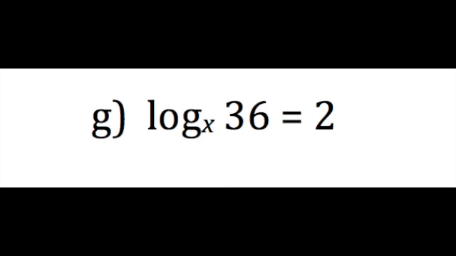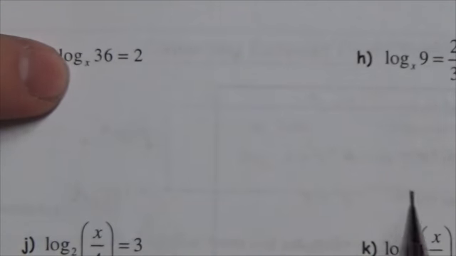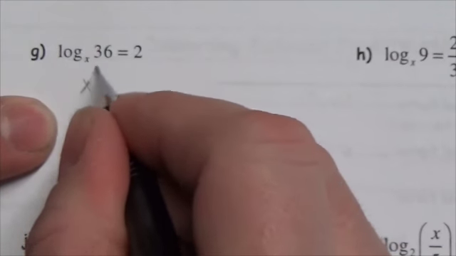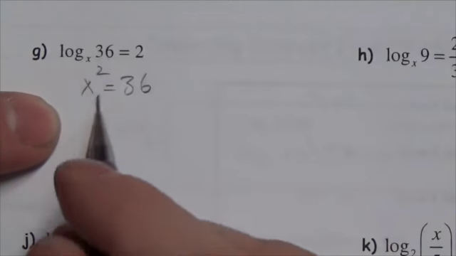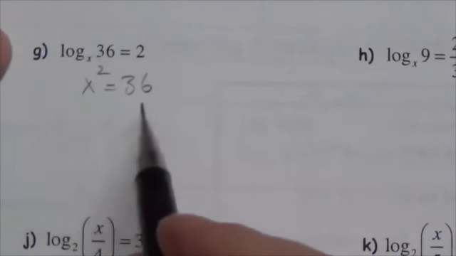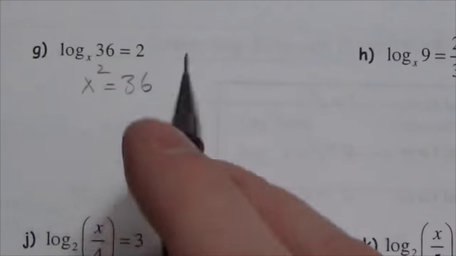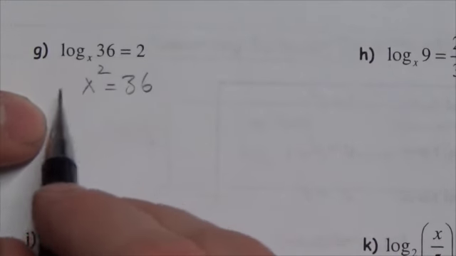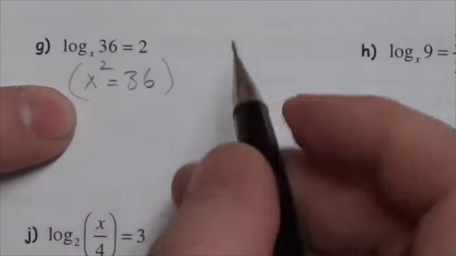Log base x of 36 equals 2. All right, here's a similar sort of problem to the one that we just did. So what we've got here is the base is x, the exponent is 2, so x squared is equal to 36 when I convert that to the exponential form. Again, this isn't exponential though, okay? This is the exponential form of this logarithmic expression. But now that you look at it and identify where the variable is, you wouldn't call this an exponential equation because the variable here is in the base.